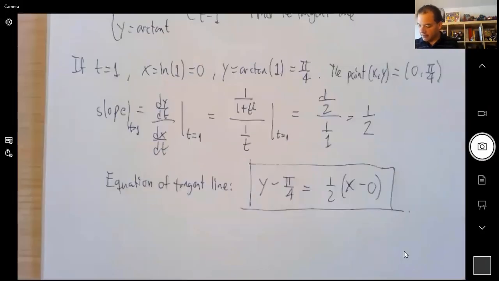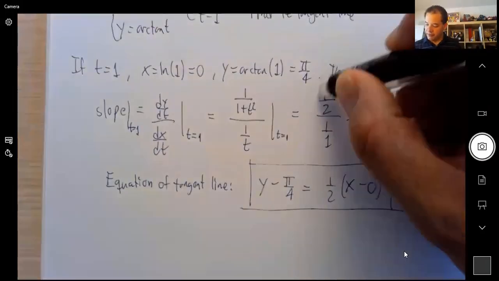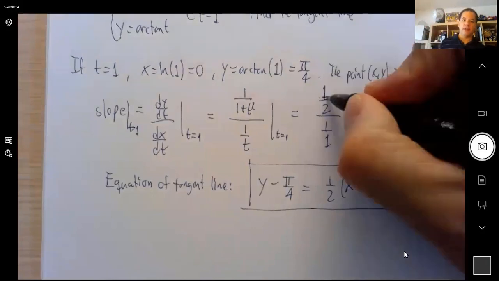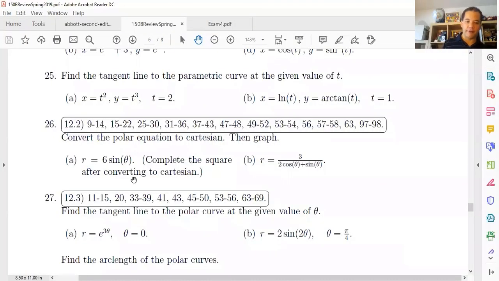Okay, so that's how it's done. It's really easy. Any of these problems. So getting the slope is actually quite straightforward. Okay, so let's move it along.